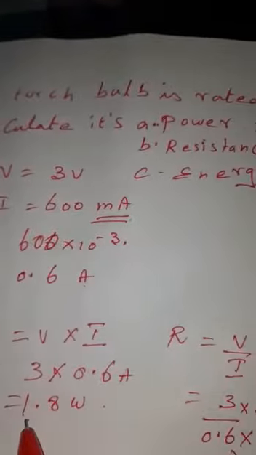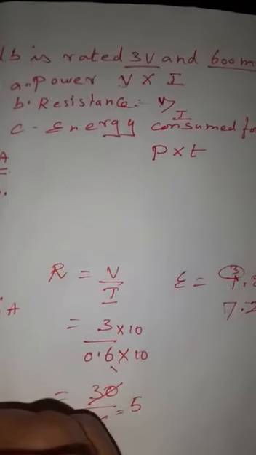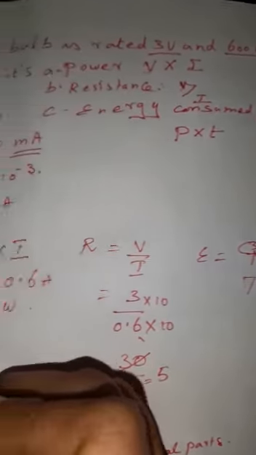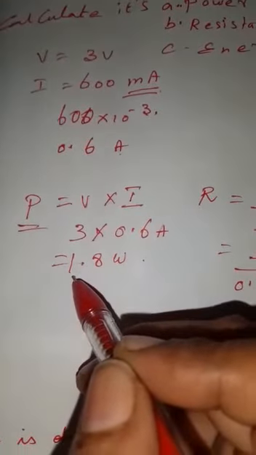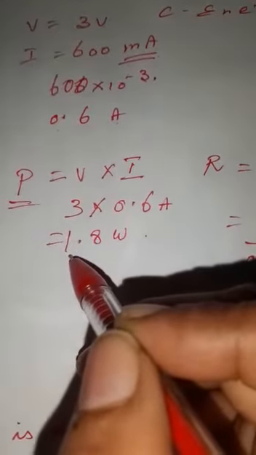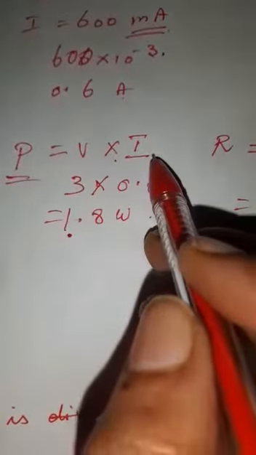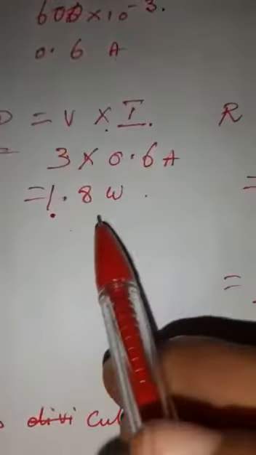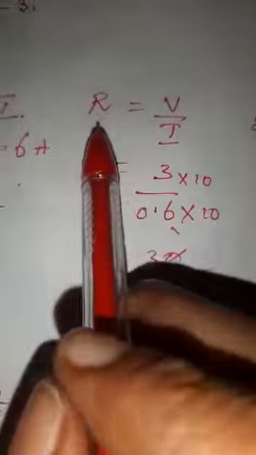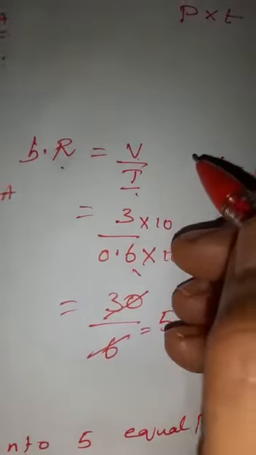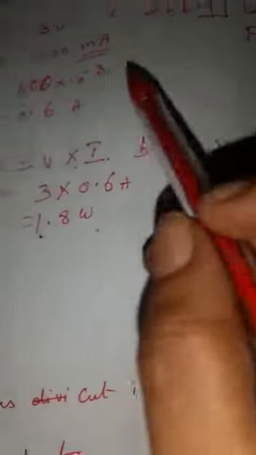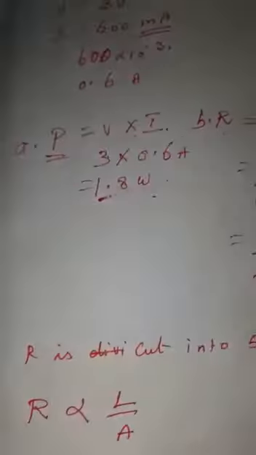So what is your question? Find out the power, resistance and energy, given 3 volt and 600 milliampere. 600 milliampere current is converted into 0.6 ampere. Power, voltage into current, so 3 into 0.6, 1.8. Then resistance, V by I. This is your question B. Then C. Third question has subdivisions A, B and C.